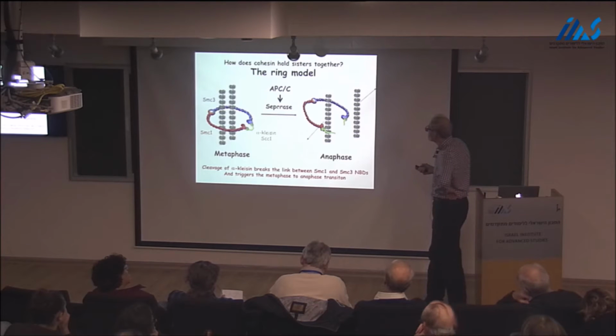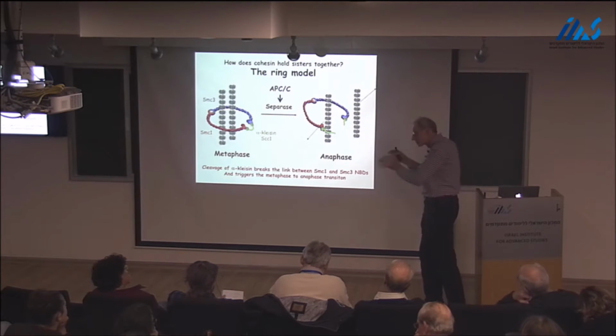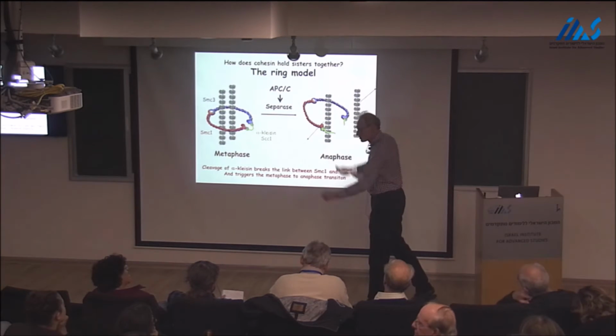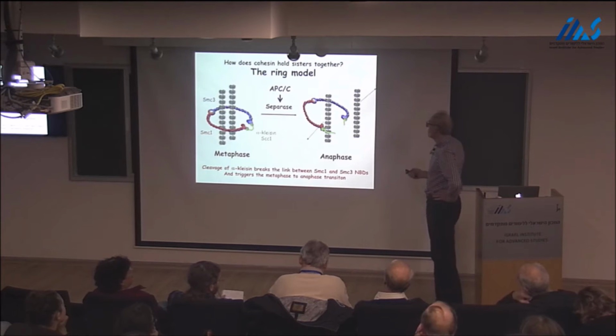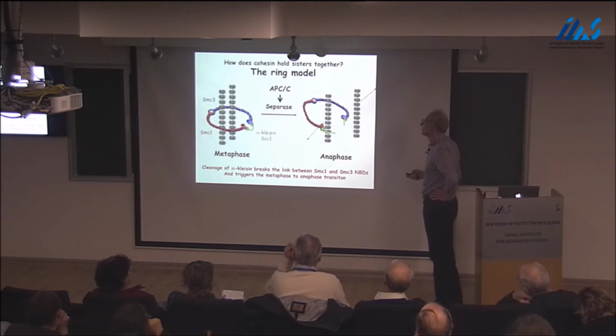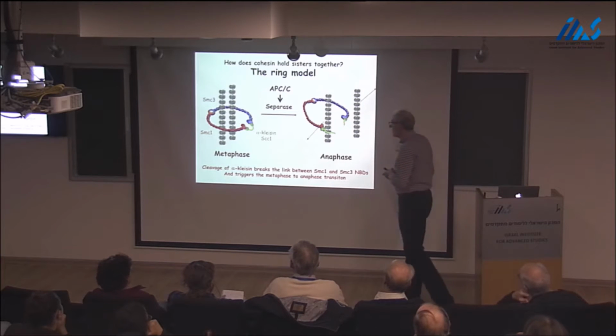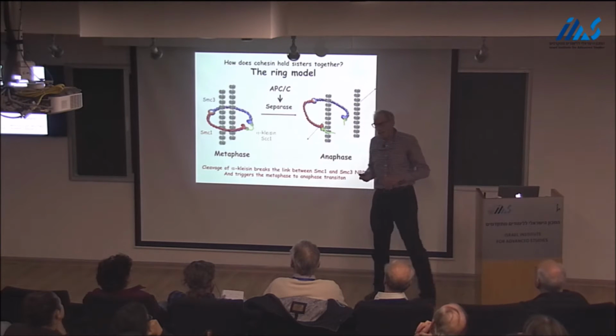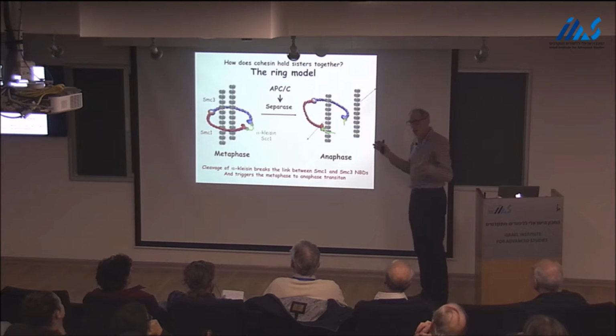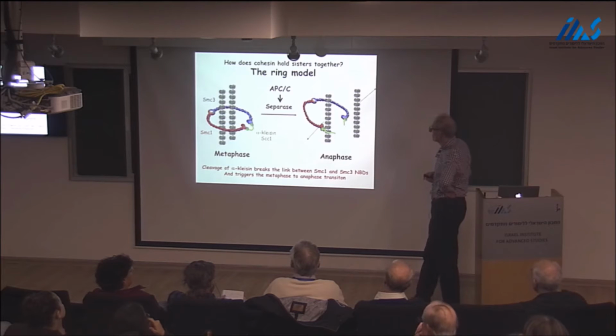Now, it's the activation of separase that causes sister chromatids to come apart at anaphase. And what it does is one very simple thing. It just clips that central domain of the cohesin subunit. And it doesn't matter where it cuts in there, as long as it cuts somewhere in there, that will cause cohesin to drop off chromosomes and sister chromatids will come flying apart.